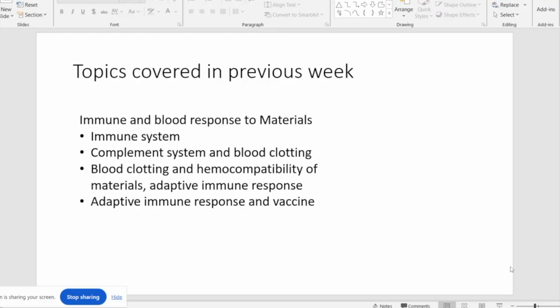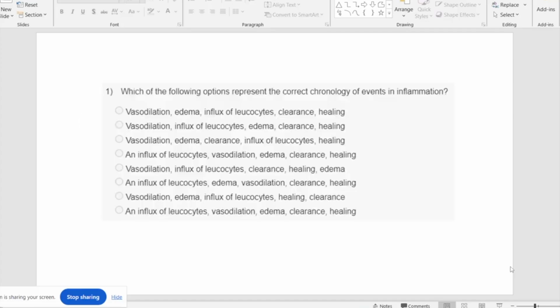And in this week, these were the topics that were covered: immune and blood response to materials, where basically the basics of the immune system was discussed, and complement system, and blood clotting and hemocompatibility of materials. All of this with respect to biomaterials as well as adaptive immune response and vaccines.